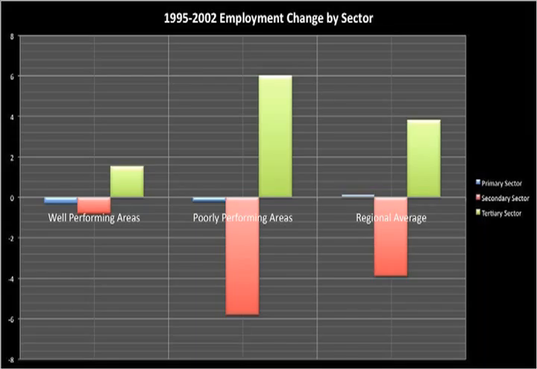On the other hand, the areas of poor performance experienced a shift in employment similar to the prosperous areas, though on a much more volatile scale. With a 6% increase in the tertiary sector, this was matched by a near 6% decrease in the secondary sector.